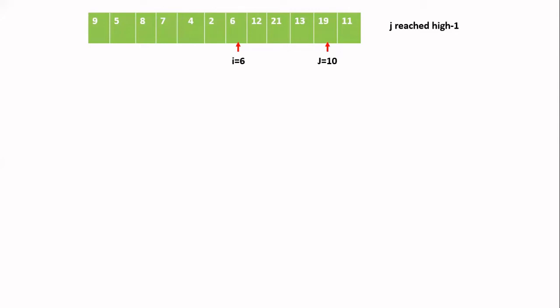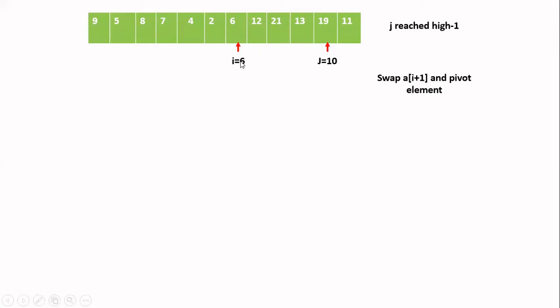Now, this step is very important. Once you terminate the looping, it means that you have found the correct position for the pivot element. You have to put the element in that position. The correct position for the pivot element is i plus 1. Here i is now 6.